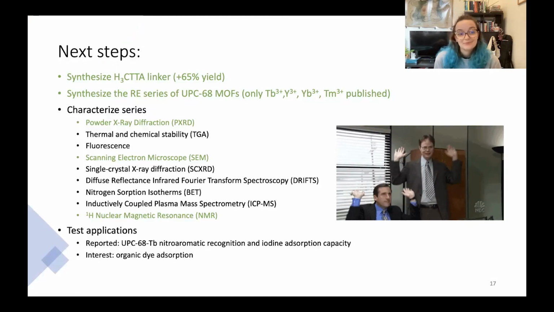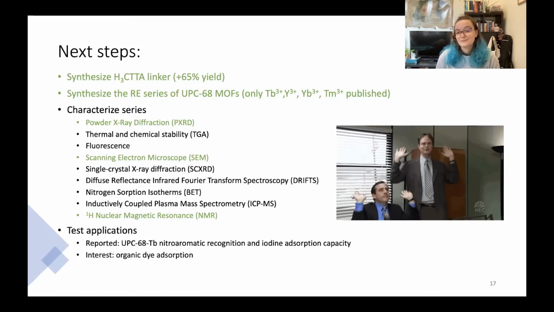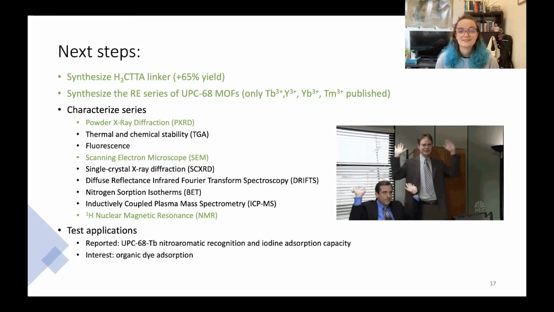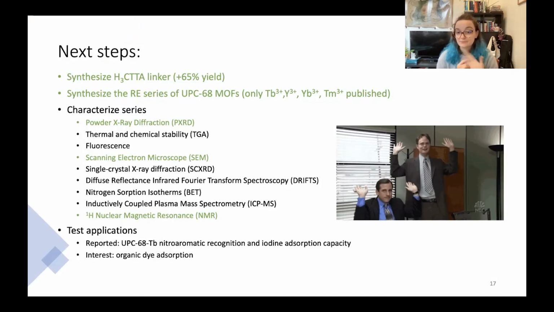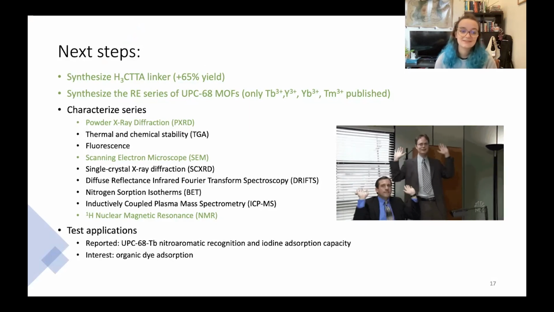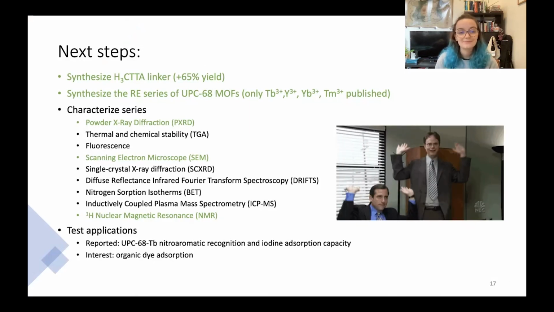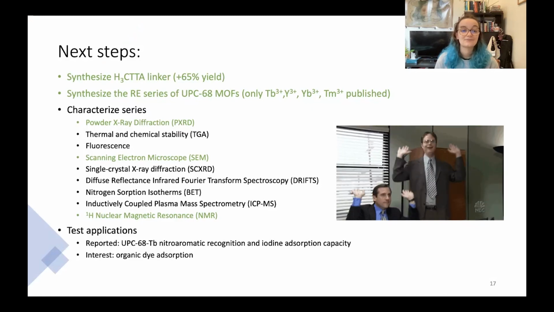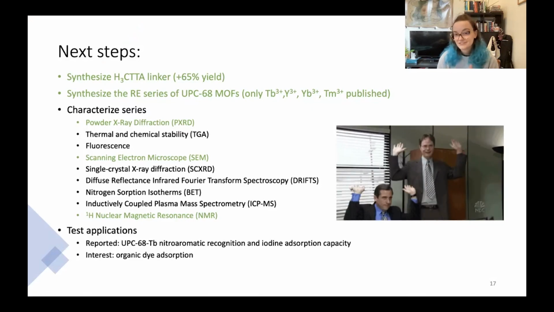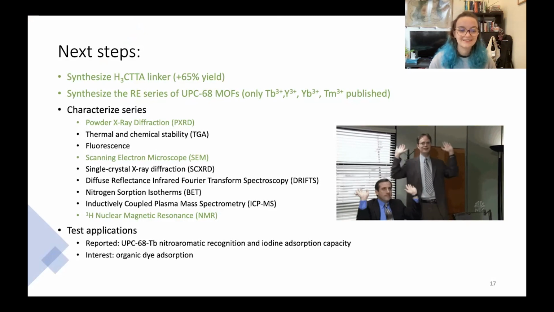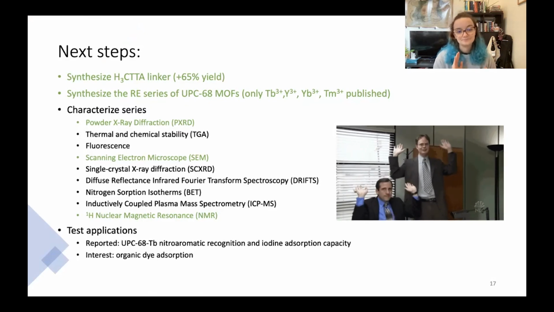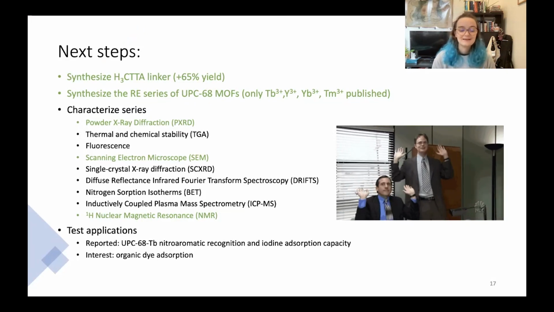So what are the next steps? Well, we managed to synthesize the linker with an above 65% yield. We managed to synthesize my series of MOFs, not just the published, but also some of the unpublished ones, like the holmium that you saw earlier. I've run a couple other characterizations that I didn't share here just for time and also interest. I know NMR spectra aren't the most interesting to look at. So I ran NMR, SEM, and PXRD on these.